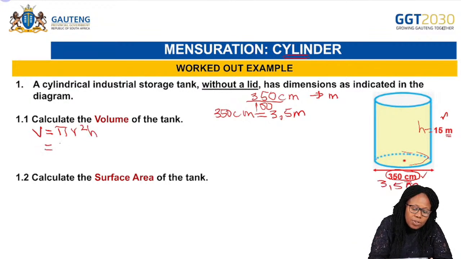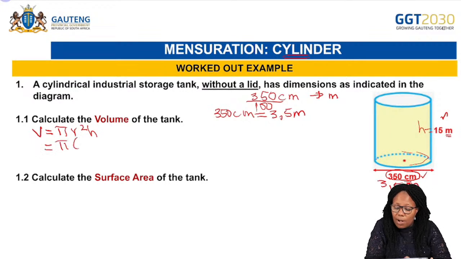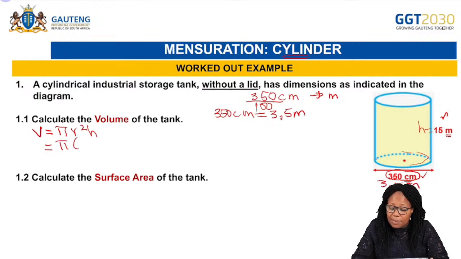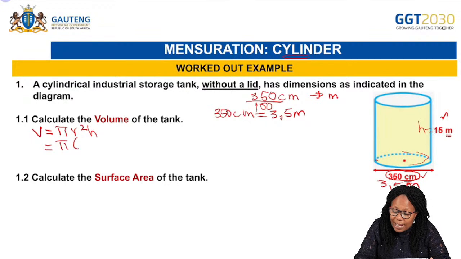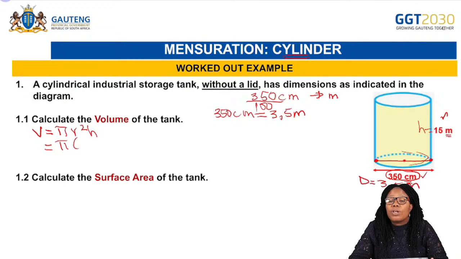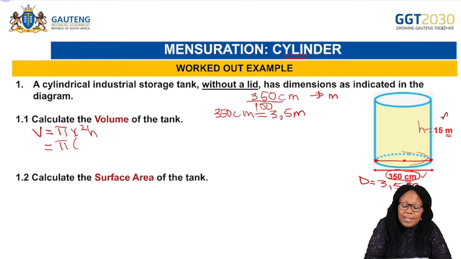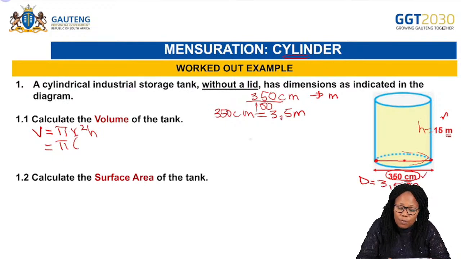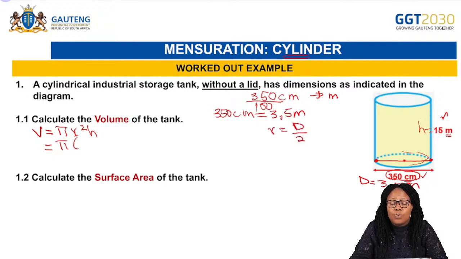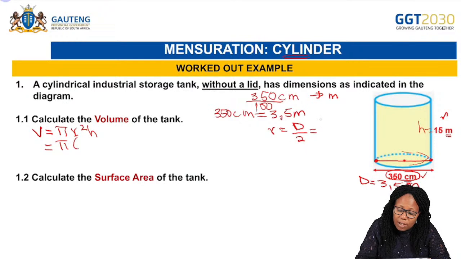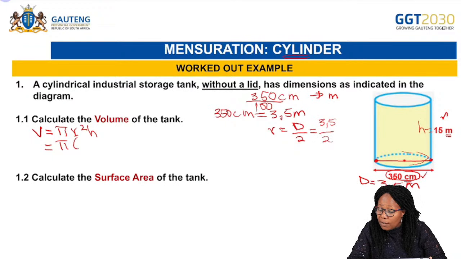And now let's substitute. We have pi and then our radius, again grade 12. Remember this 3,5 is for the diameter, from this point to that point. That means d is equal to 3,5. But if you look at the formula, it is looking for the radius, not the diameter. So to find the radius, you take the diameter and divide it by 2. Therefore, this will be 3,5 divided by 2, and how much will it give us?